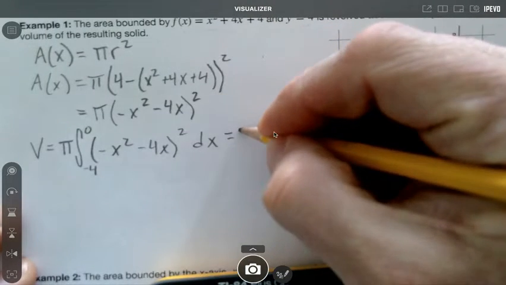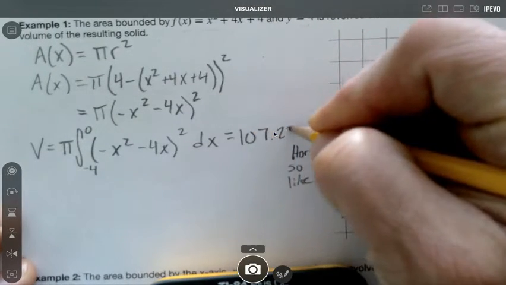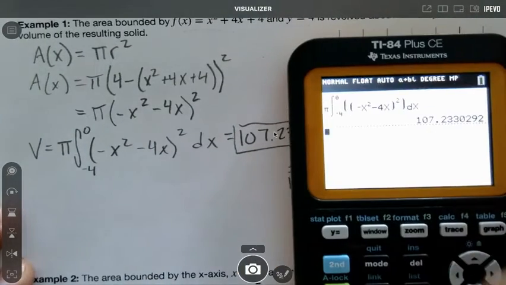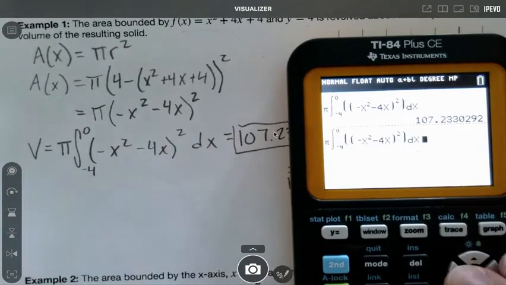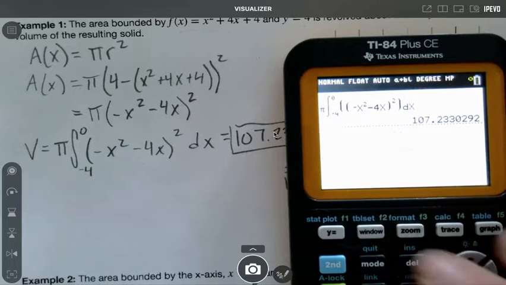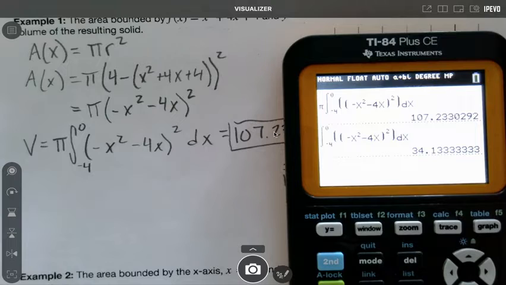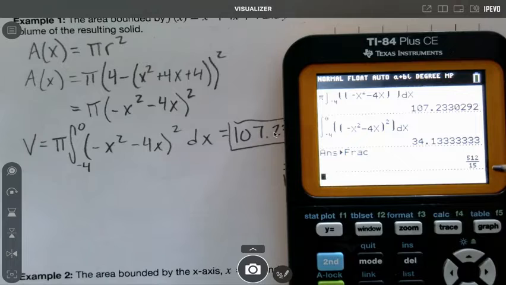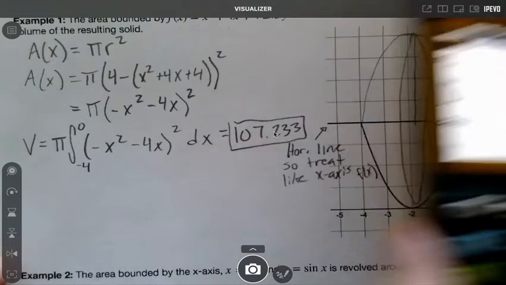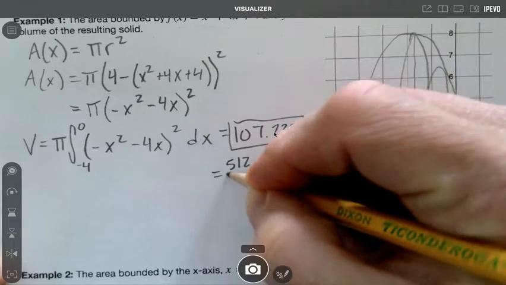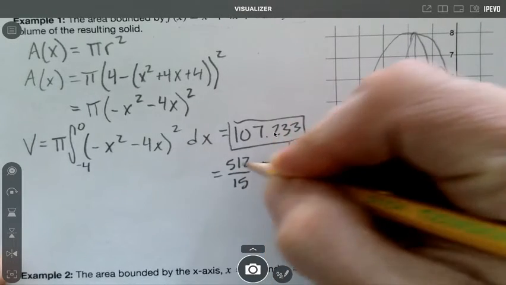All right. However, notice how I put the pi in front. So if I wanted the decimal solution, I get 107.233. But my preference would be, as we talked about last time, to use the function but leave pi out of your calculation. And you get that 34 and a third. And if I hit math, fraction, that tells me 512 fifteenths is my fraction. And so the way I'd prefer that you write this is 512 fifteenths pi.